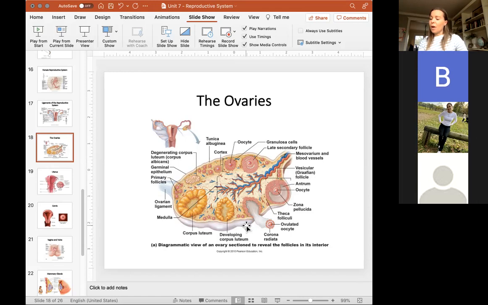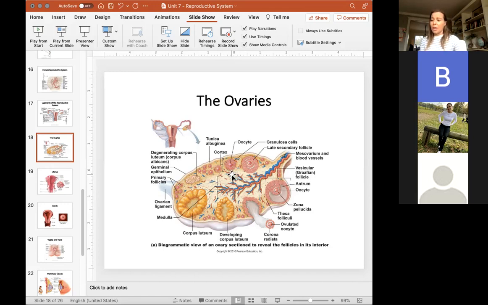In a secondary follicle, you have still the primary oocyte right in the middle, but now there are multiple layers of cuboidal cells surrounding it. So that would be like this picture right here. Not just a single layer of cells, but now you can see there are many layers of cells surrounding that primary oocyte.